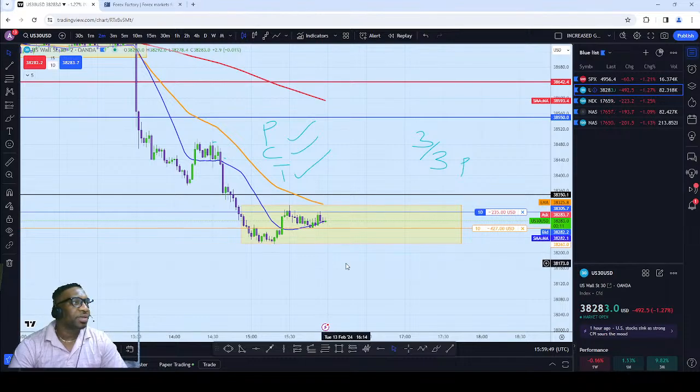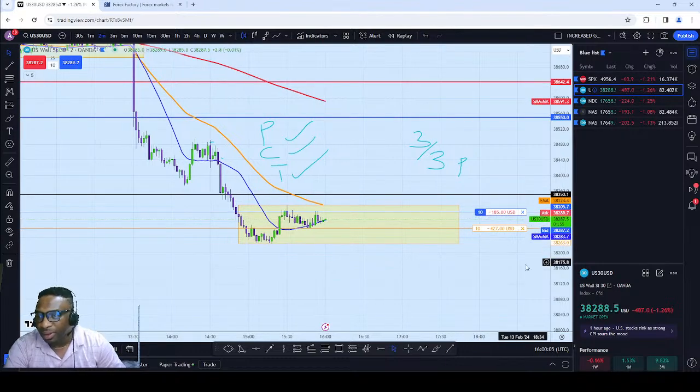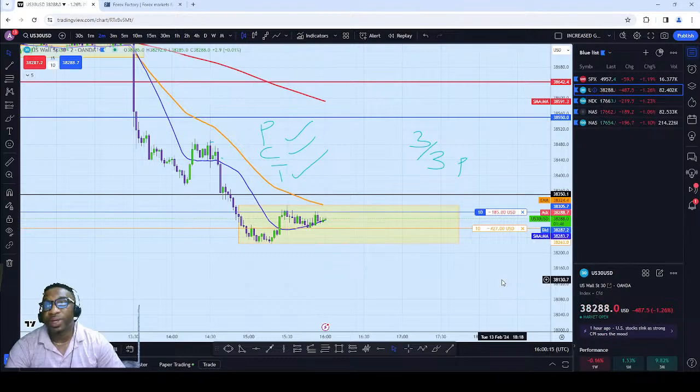Okay, Barb is asking what's the stop loss. The stop loss mainly goes just below the area you entered. Over here, if you're asking me the number, let me see. It is 38263. That's where I place my stop loss.